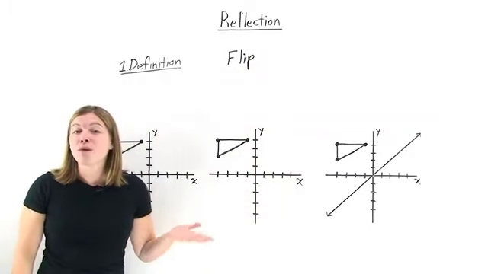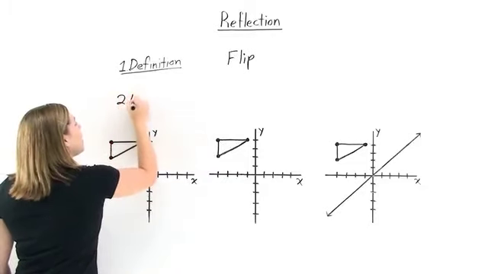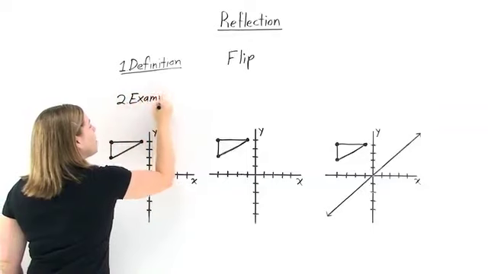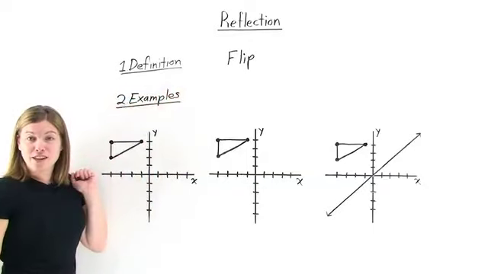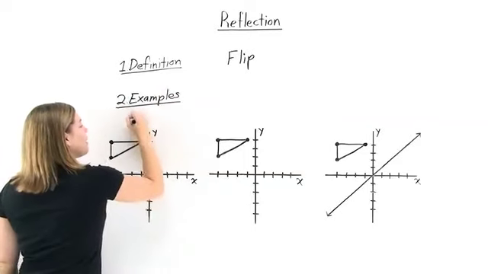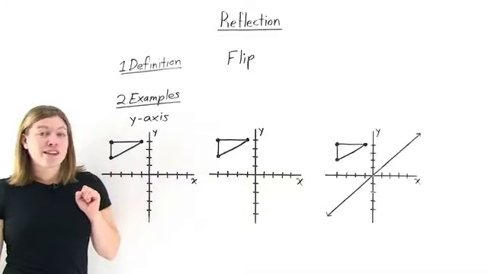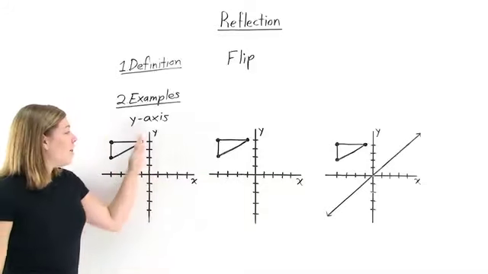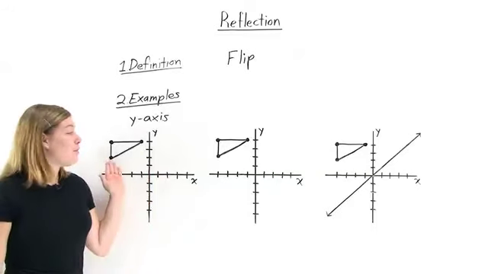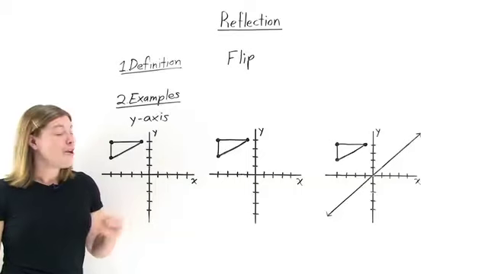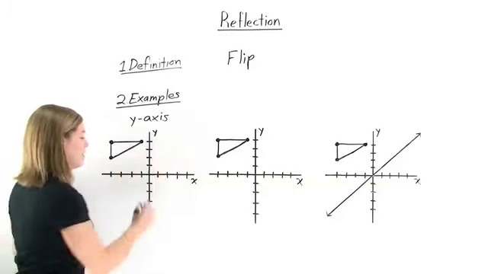Now again, we can reflect a figure over any line in the coordinate plane. But here, let's look at a couple of the more common examples of reflections. Let's take this figure and reflect it over the y-axis. So here, since we're reflecting this figure over the y-axis, that means that the y-axis is our line of reflection. That's the line that we're flipping our figure over. So, we want to take this figure and reflect or flip it over the y-axis.